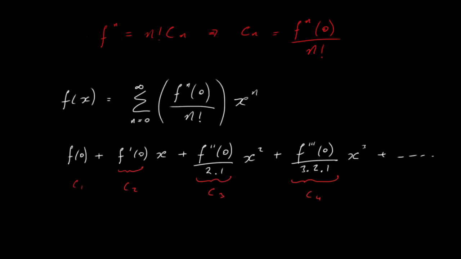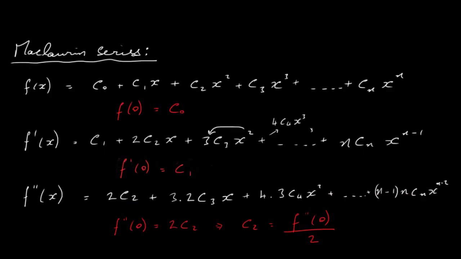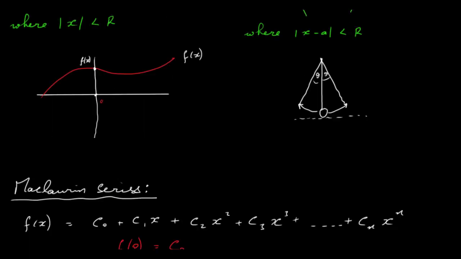Okay, but so what if we don't want to approximate our function around 0, x equal to 0? Let's say we want to approximate our function around some other x value. So let's say we go back to our original function here. Let's say we want to approximate our function around some value here. Let's call it a.